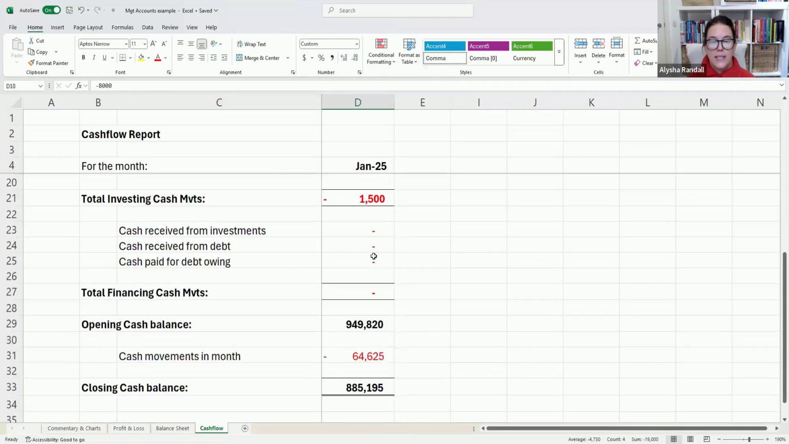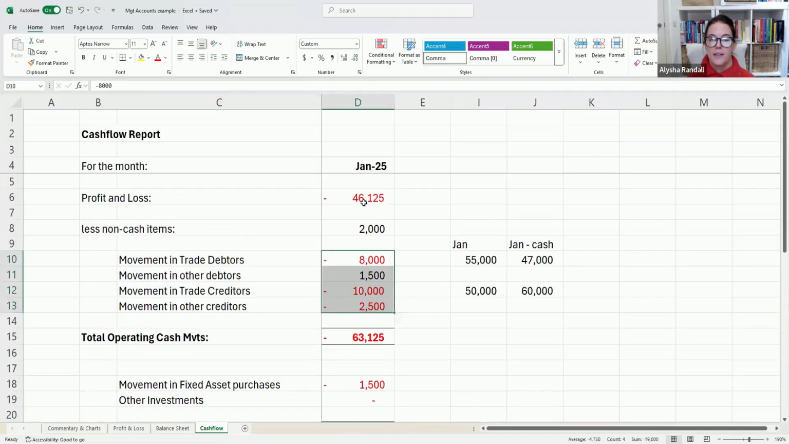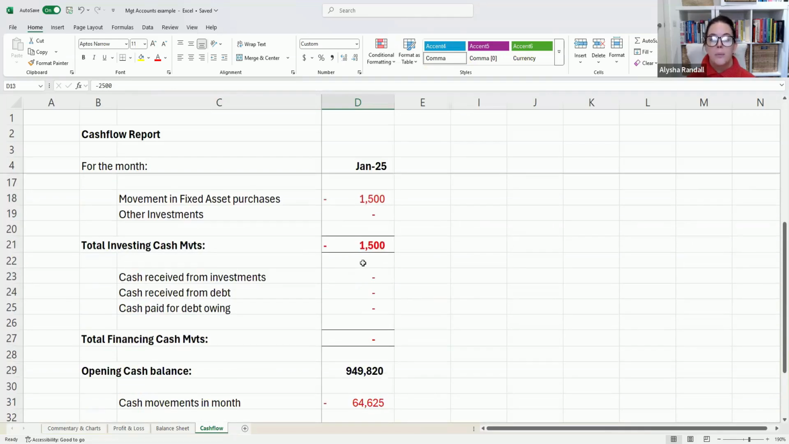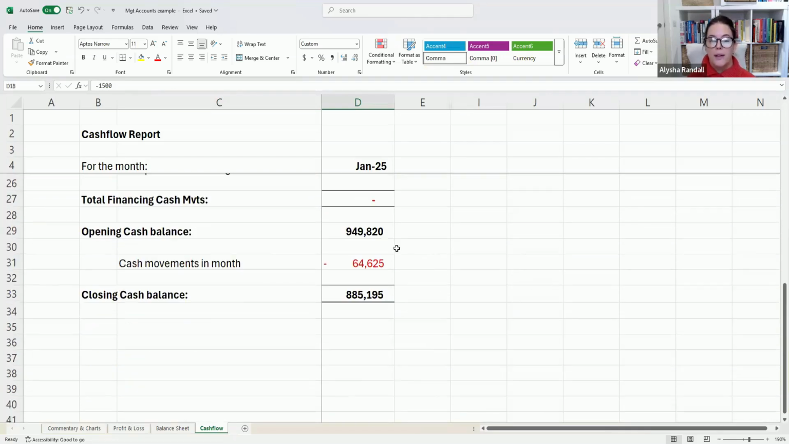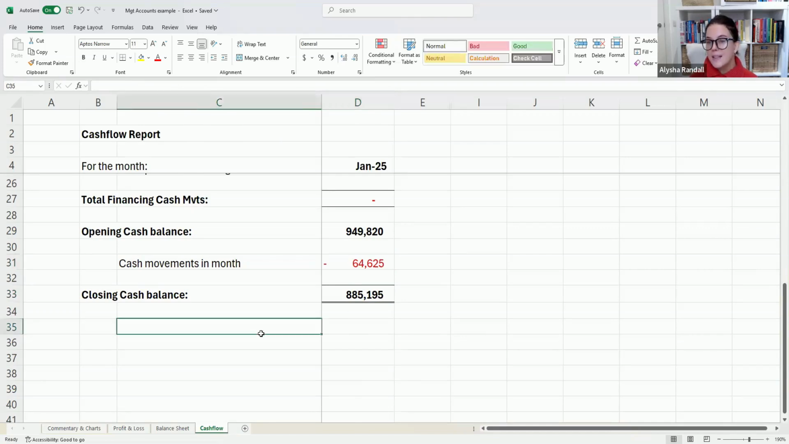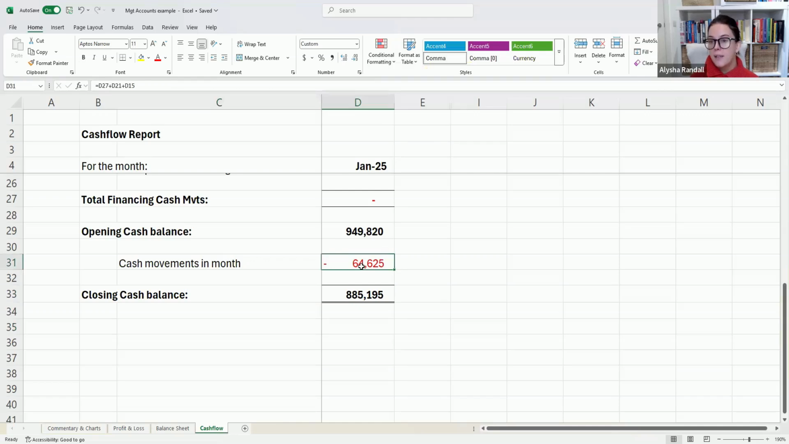So if you think about it like that, then that's quite straightforward. And then we're saying if we add up all of those things, so the P&L with the timing differences, plus buying a computer, not fundraising anything, then I've paid 64,000. So my cash balance has dropped. Now, this is what is also called a cash burn. So if you ever hear someone saying cash burn, they're talking about this number.